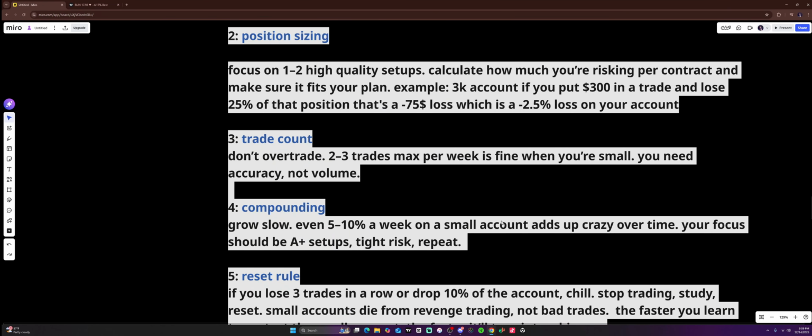Now, number 4 is compounding, right? You want to grow slow. 5 to 10% a week on a small account adds up crazy. We're looking at it in percentages. You're like, oh, that's not a lot. Guys, look at it in the long term, right?